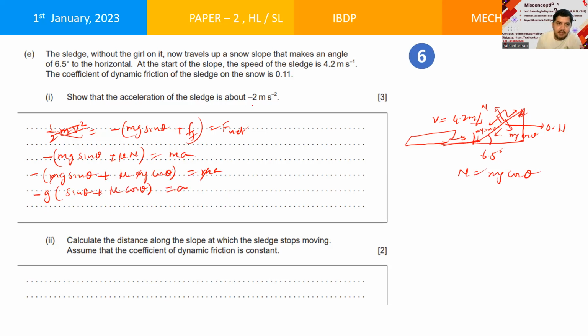What is it that I want? I want the value of a. Very easy, no? So I'll write a should now be equal to, what is g? Minus 10 into sin theta. I'll substitute sin of 6.5 plus mu. What is mu? 0.11. 0.11 into cos of 6.5. Okay, let me calculate this value. What is sin of 6.5?